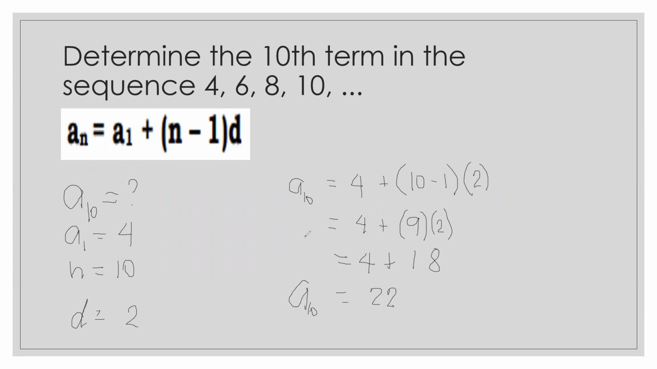So tingnan nga natin, 4, 6, 8, 10, 12, 14, 16, 18, 20, 22. So tama. Ang pang-sampo nating term ay 22. Sabi ko nga, pwede po bang bilangin ko na lang? Pwede naman. Wala naman tayong problema doon. Kaso, tinuturo ko ang formula sa inyo, lalo-lalo na kapag ang hinahanap ay maramihan.